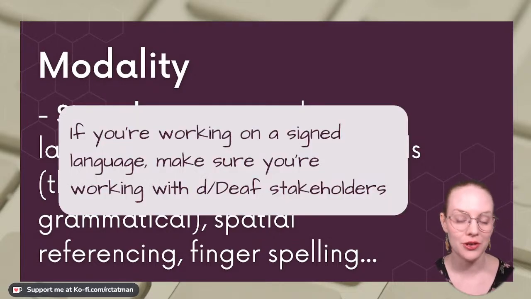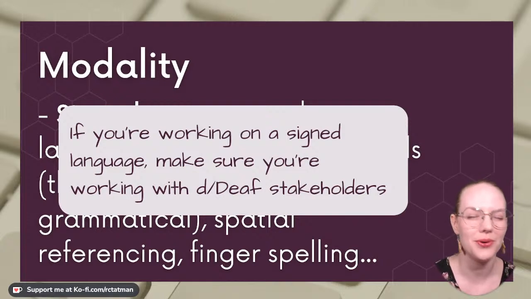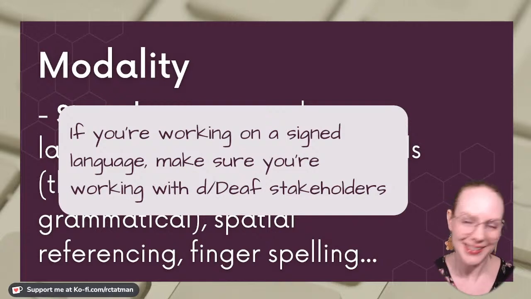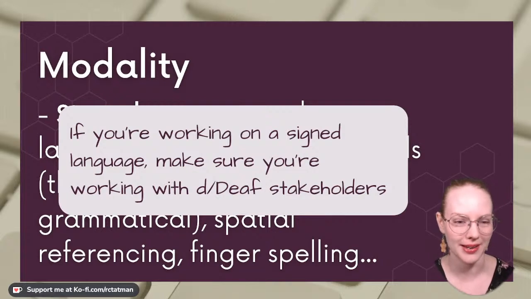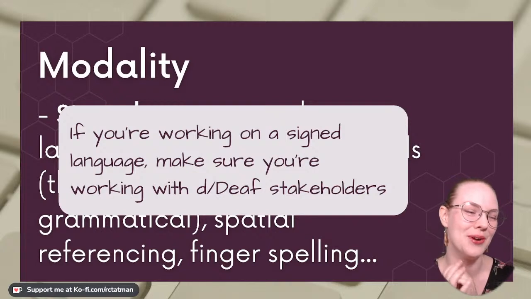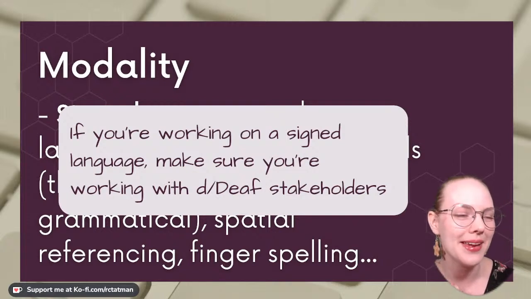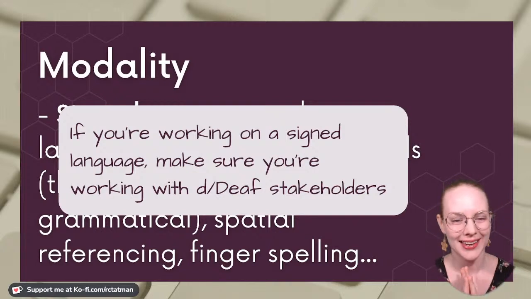I'd also say, if you are like, sign languages are so cool, I want to work on them. Yeah, they're fabulous. They're a wonderful cultural heritage of the deaf community. But if you are not deaf and no one you are working with is deaf, maybe take a big step back and collaborate with deaf stakeholders.